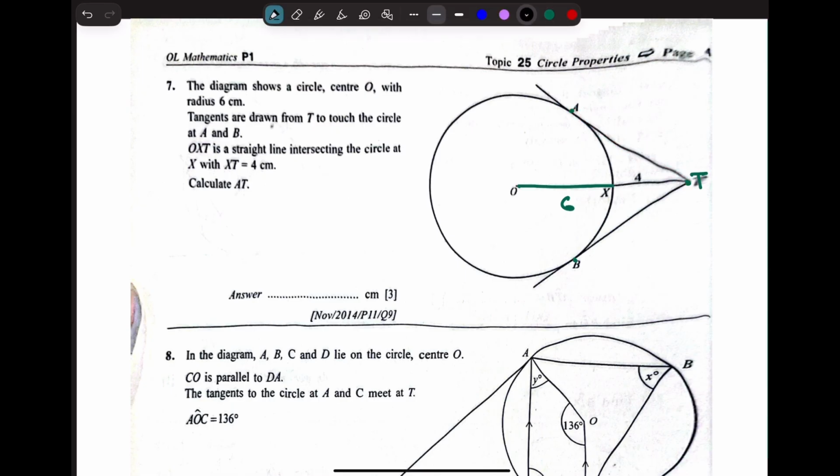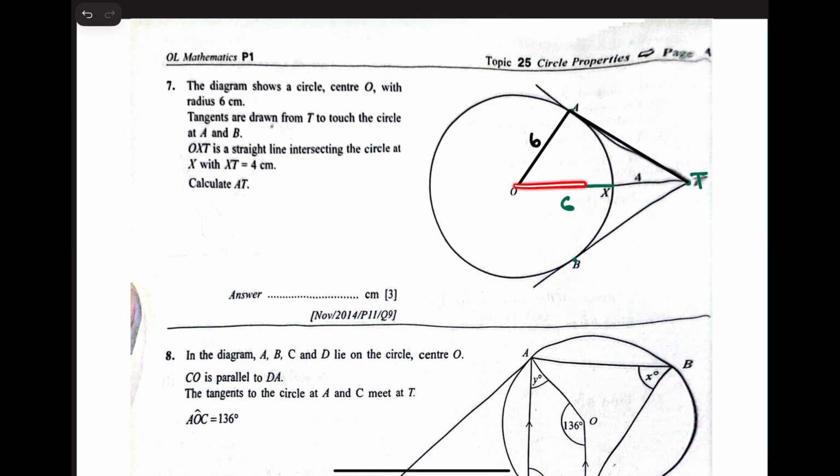Okay, let's draw a straight line. This is AT. We know that any line originating from the center to the circumference is the radius. The radius of the circle is 6 centimeters, so this is also going to be 6. So this is 10, 6 plus 4, this is 6, and this is a 90-degree angle. Why? Because the radius and tangent intersect at 90 degrees.